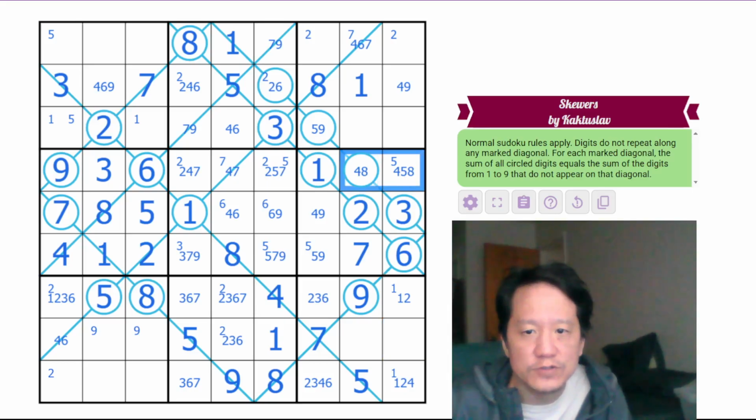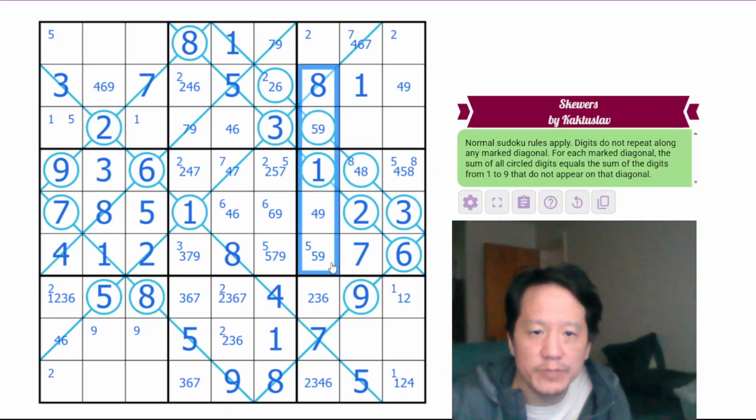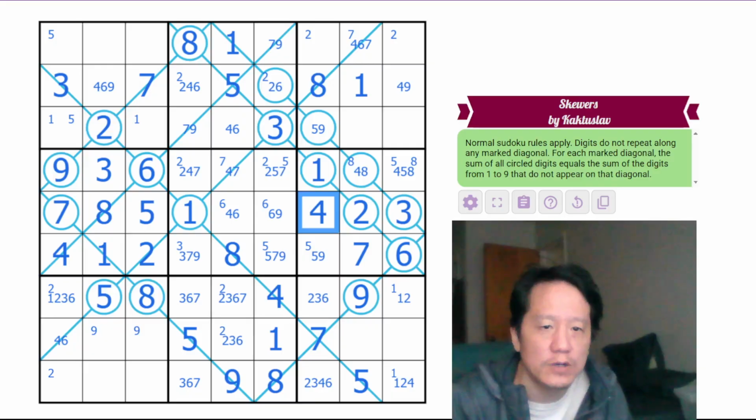8 has to be one of these two. We have a 5-9 pair now in column 7, which eliminates 5 and 9 in the rest of the column. This can't be 9. It's 4, which means this can't be 4. It's 6, which means this can't be 6. It's 9. That eliminates 9 in the rest of the box.